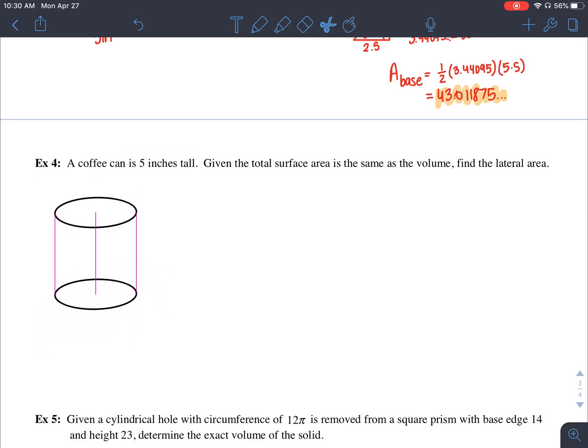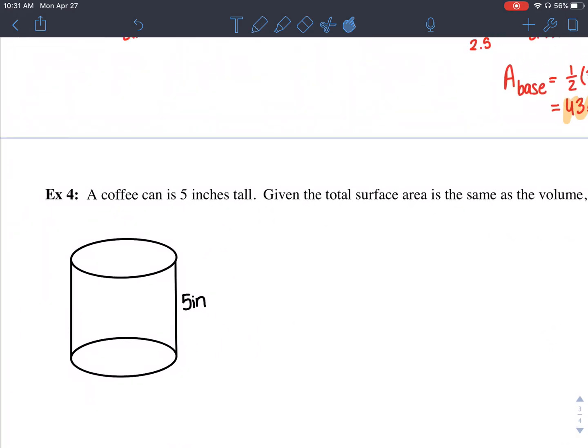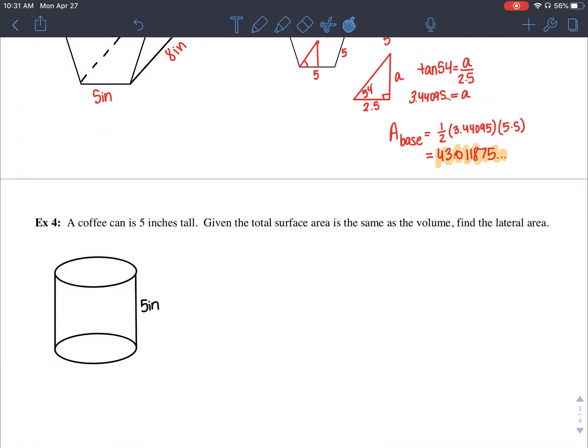Coffee cans are cylinders. Okay. And then I know the height is going to be 5 inches tall. Given the total surface area is the same as the volume. So now I want to dissect that because now if it's the same, I can set up an equation and set them equal to each other.